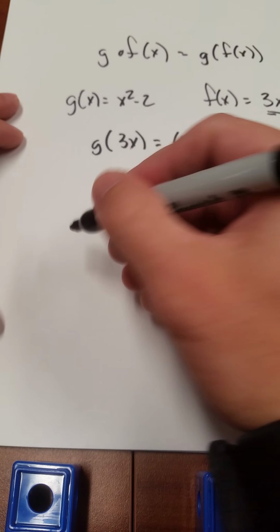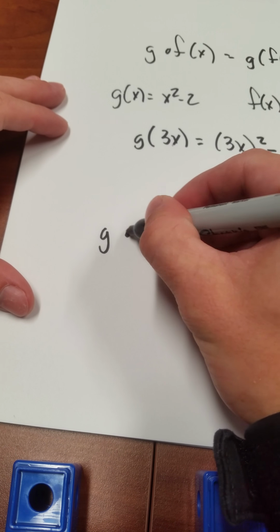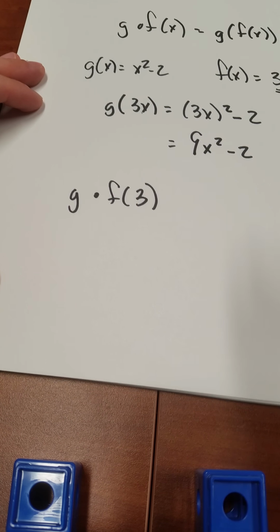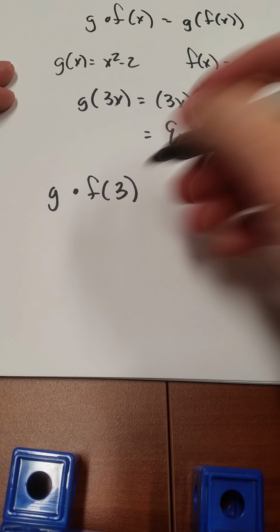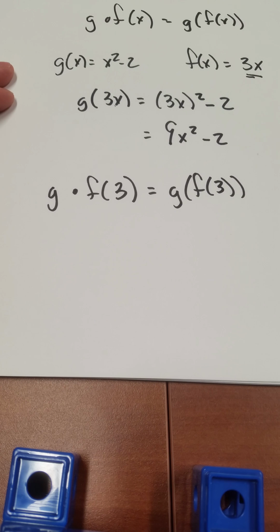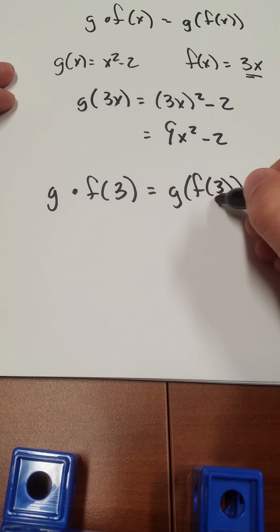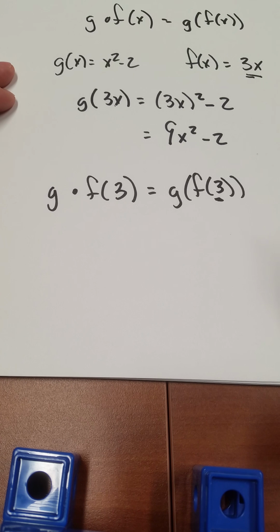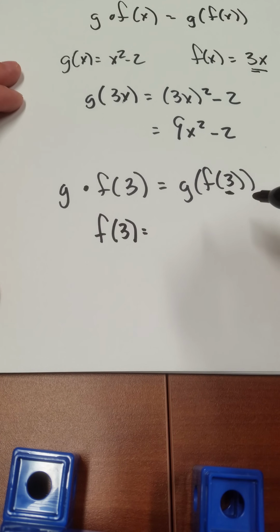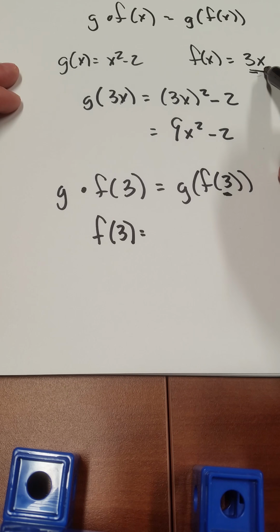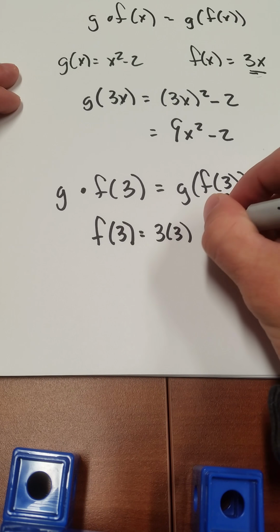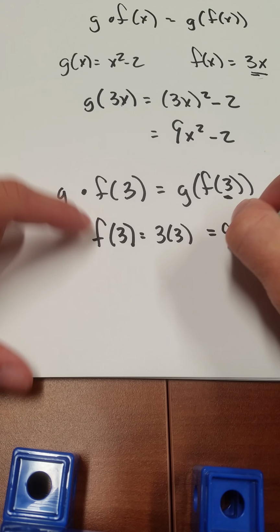Let's say that they do something like g of f of 3. Okay? Now, here's what that means. This means g of f of 3. They're both the same exact thing. Now, this means take 3, plug it into f. So the way I'm going to look at this first is f of 3. Well, that means replace this x with a 3. So that's 3 times 3, which equals 9. So f of 3 equals 9.